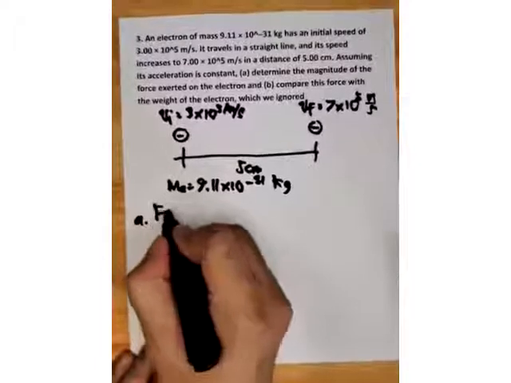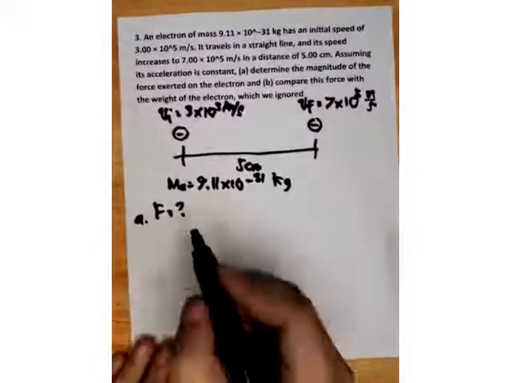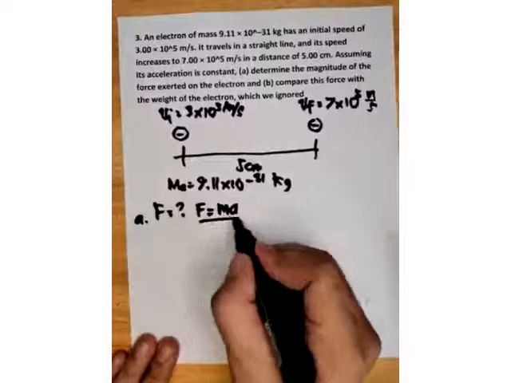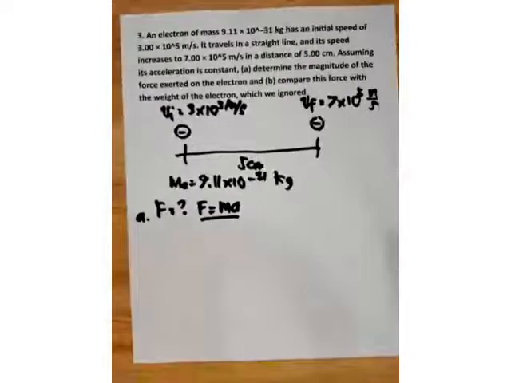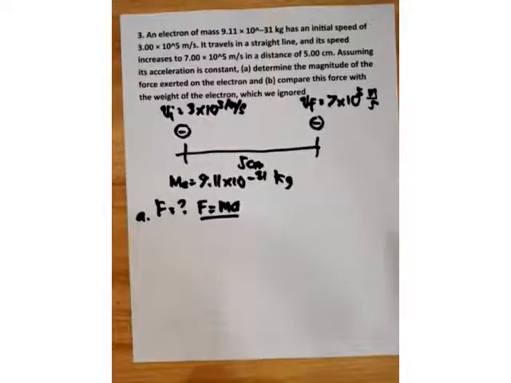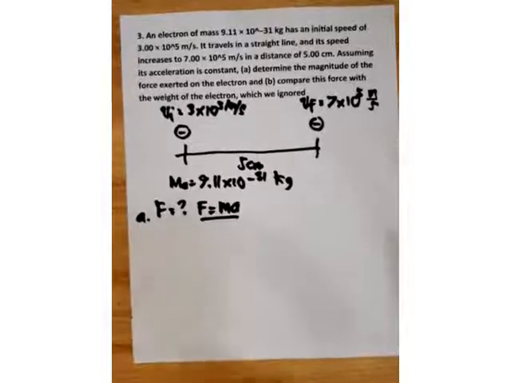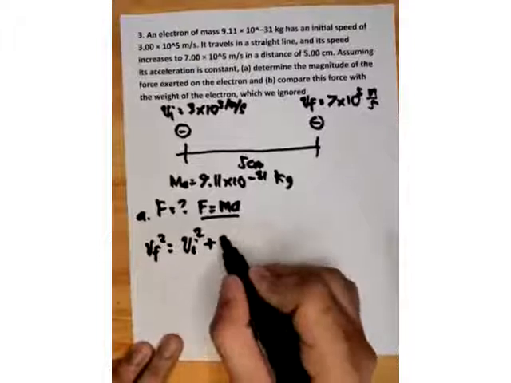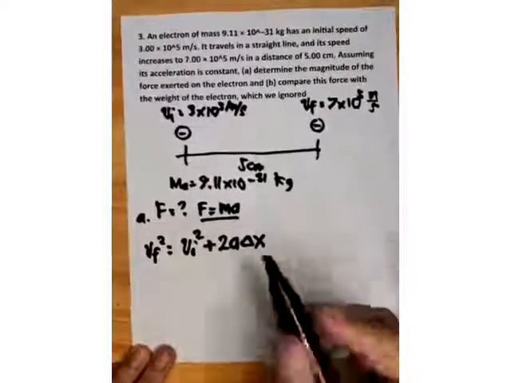So letter A. So what is the force? Okay, so the force is the same as, so second law. Force is equal to ma. So that means acceleration is constant, so we can apply kinematic formulas. So we're given the initial, final. So we're also given the displacement. So what formula are we going to use? So we'll be using V final squared is equal to V initial squared plus 2a delta x.